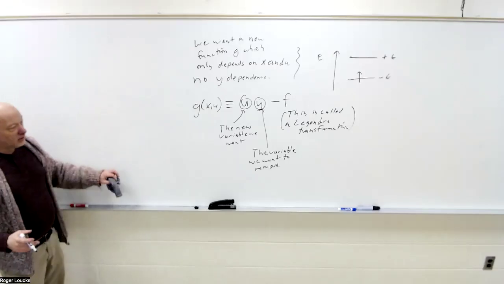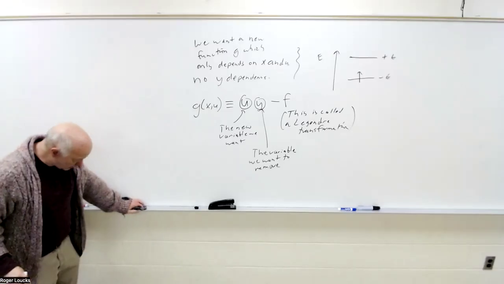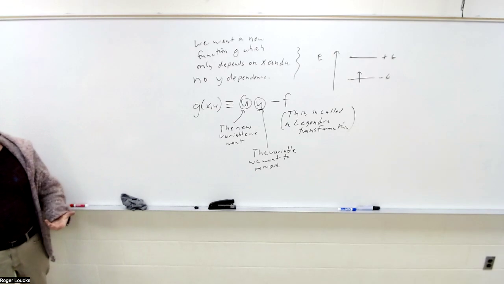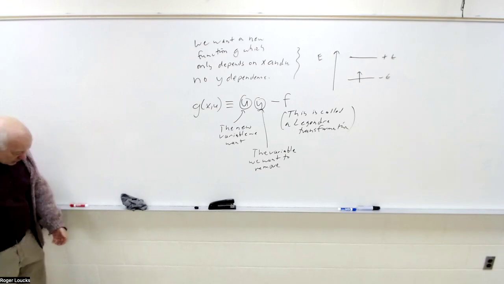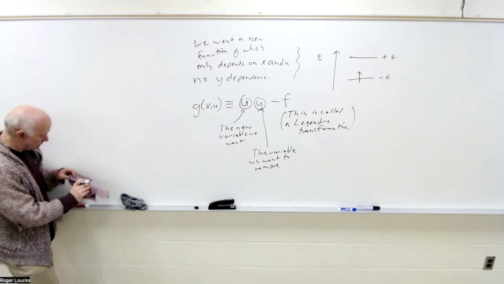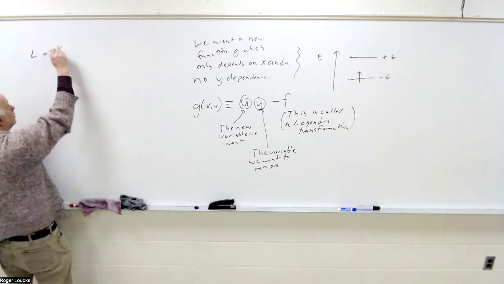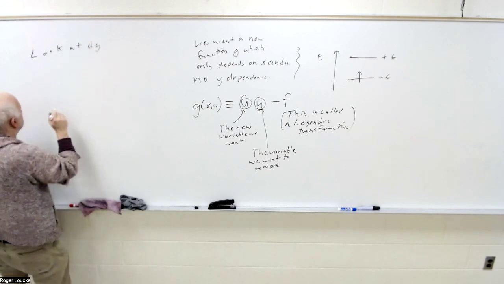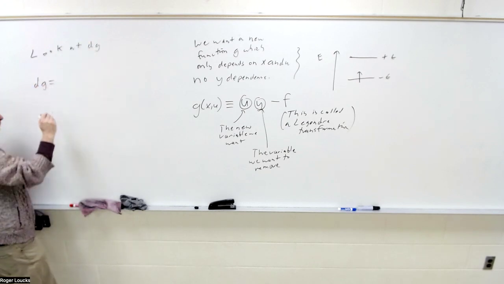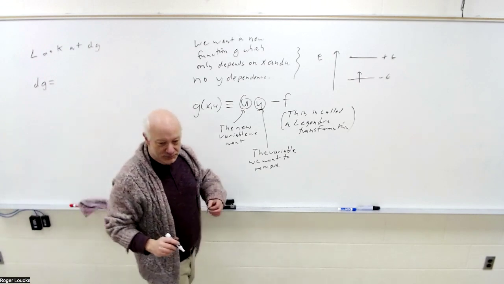Okay, so let's prove this. In order to really show the dependence on something, what do we have to look at? Exactly, the differentials. So we have to look at dg. What do we know about dg?